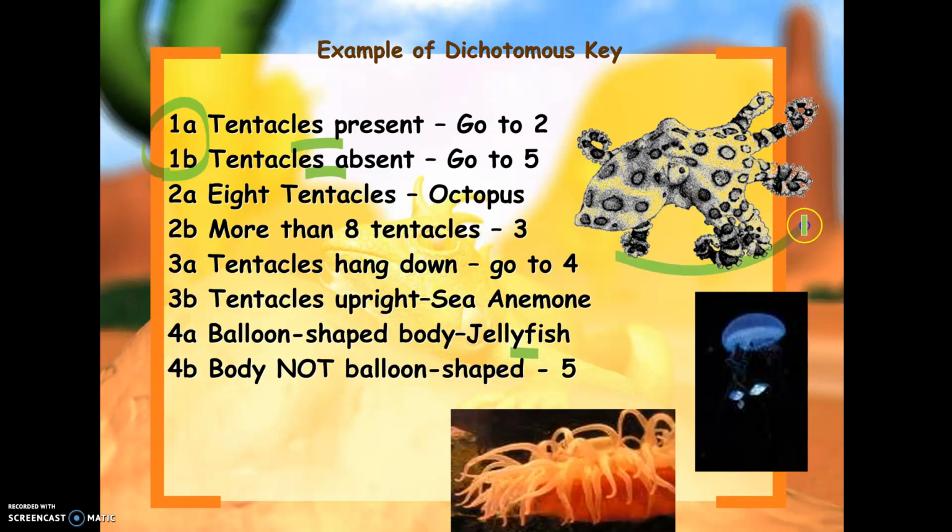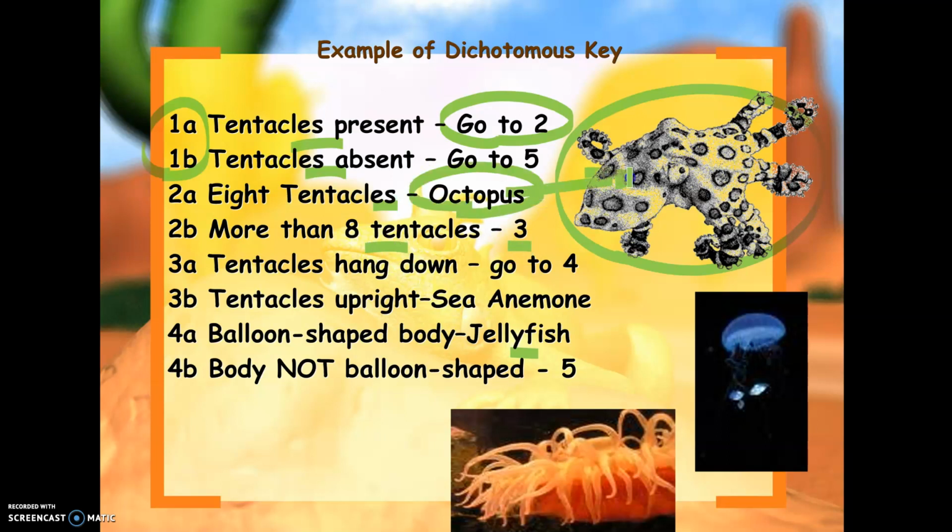So if I look at this one, tentacles are present. So I'm going to go to 2. I go to 2. 8 tentacles, it's an octopus. More than 8, I go to 3. So I look, it actually does have 8. So this one is an octopus. Let's just try one more, and then I'll show you one with leaves that's a little harder.